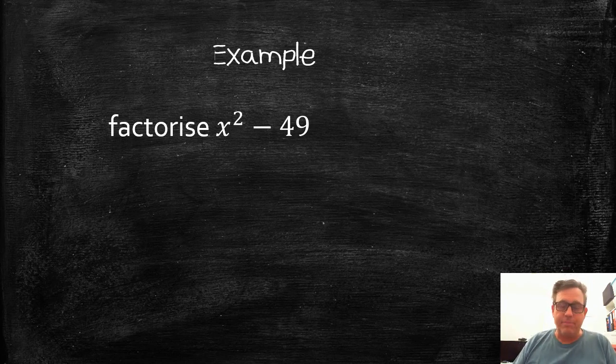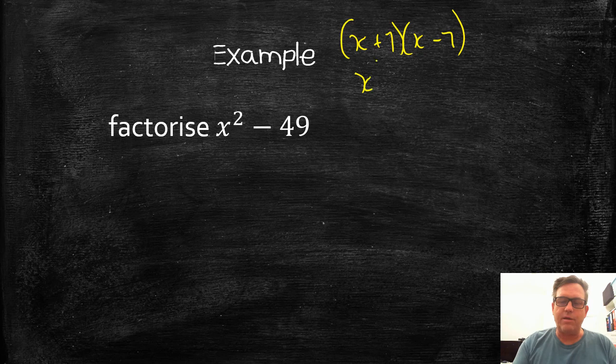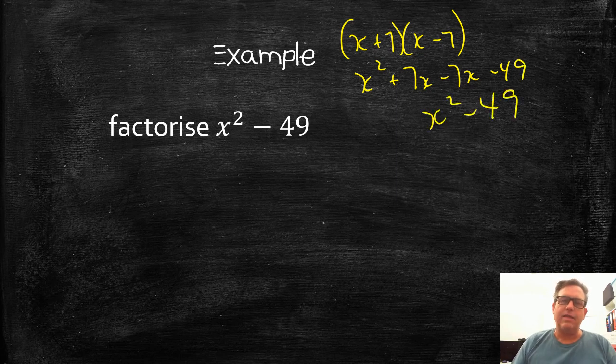Alright, so we're going to get back to factorizing. If you remember, in one of our last actual lessons in class, we had been doing things like this: x plus 7 times x minus 7. We expanded our brackets and got x squared plus 7x minus 7x minus 49, which ended up being x squared minus 49. I told you to remember this one because it was really important.